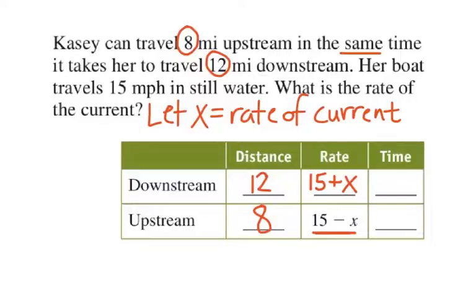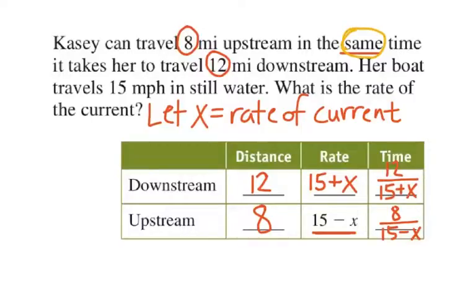So for downstream, distance was 12 and rate was 15 plus x. And for upstream, distance was 8 and rate was 15 minus x. Okay, so that is our setup in the box. Now when we go to write the equation, I'm going to go back to our original problem one more time. So again, we had Casey traveling 8 miles upstream. Okay, we've accounted for that. In the same time, I still haven't used that.